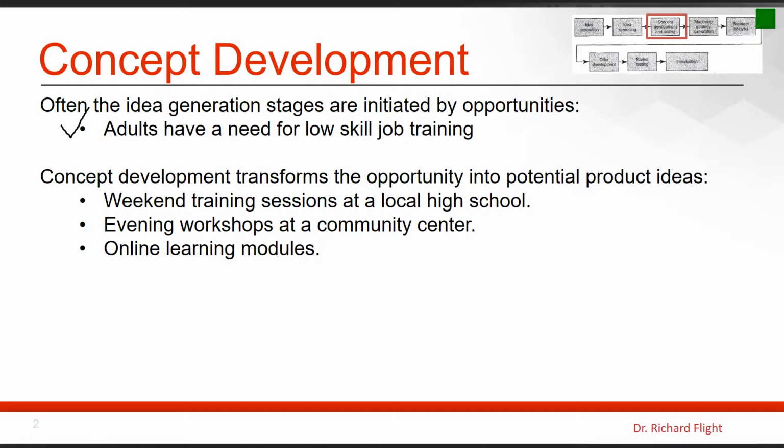So we know what the opportunity and the need is. It's adults who are looking for low skill job training. We could satisfy that perhaps by offering a weekend training session at a local high school. Or another idea is evening workshops at a community center. That would be kind of an opportunity we could take advantage of in satisfying this need. A third might be online learning modules. So here are three different product ideas or service ideas that we could engage in.